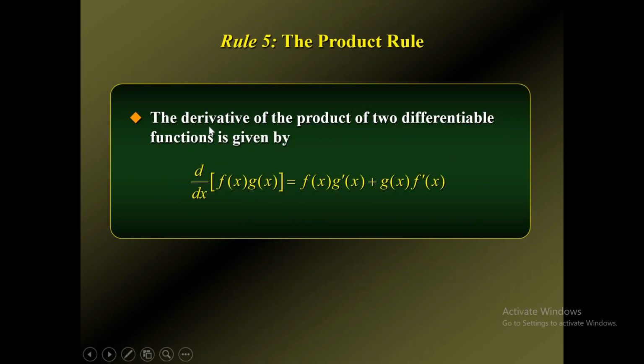Okay. Rule number 5, the product rule. The derivative of the product of two different functions is given by d/dx of f(x)g(x) = f(x)g'(x) plus g(x)f'(x): first multiply derivative of second plus second multiply derivative of first.